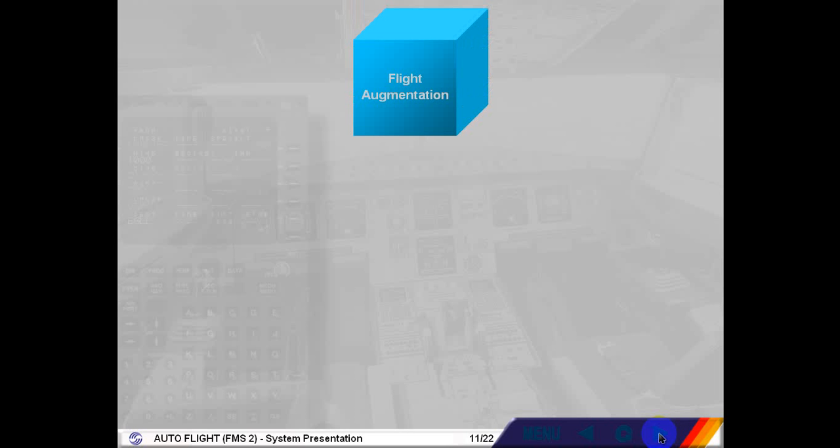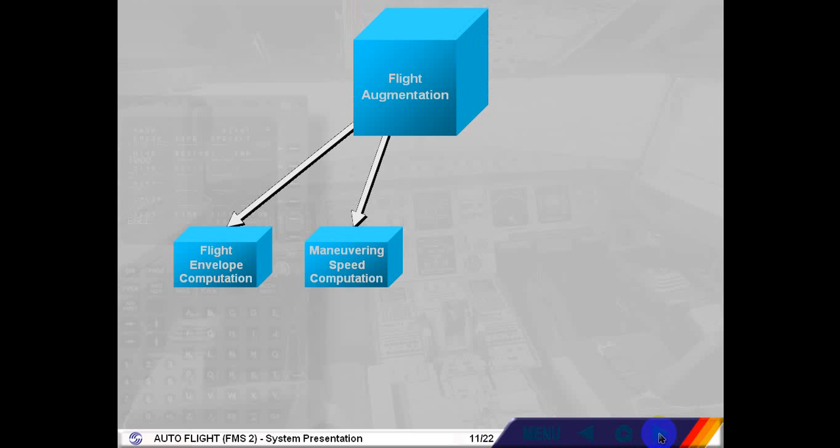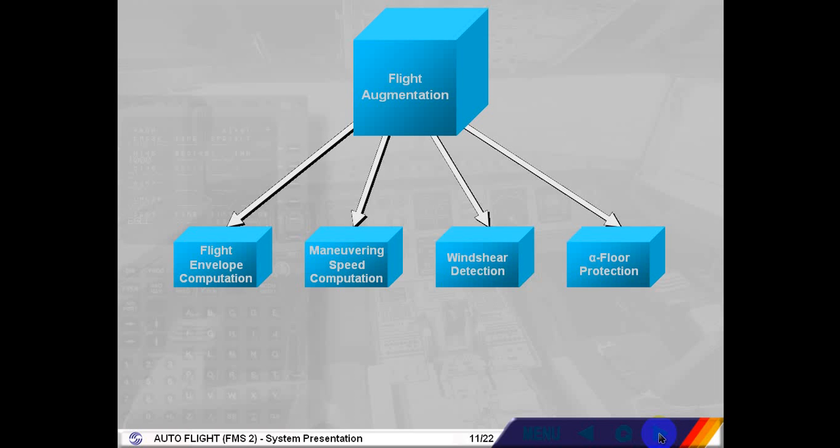The flight augmentation, FAC, part of the FMGS provides flight envelope computations, minimum speed such as VLS or maximum speed such as VMO or VFE, maneuvering speed computation, for example, best speed to fly in a given flap configuration, wind shear detection, which triggers the wind shear warning, and angle of attack protection, alpha floor protection, triggered when the aircraft angle of attack is above a predetermined threshold.